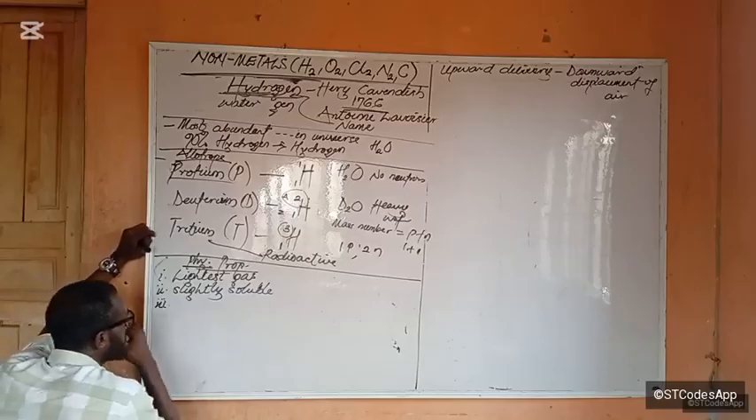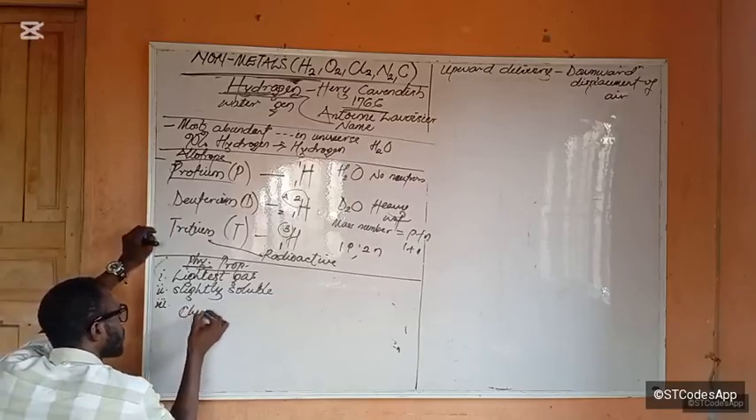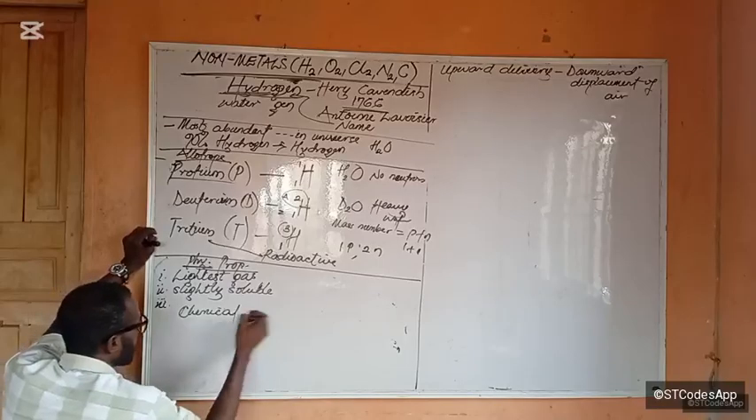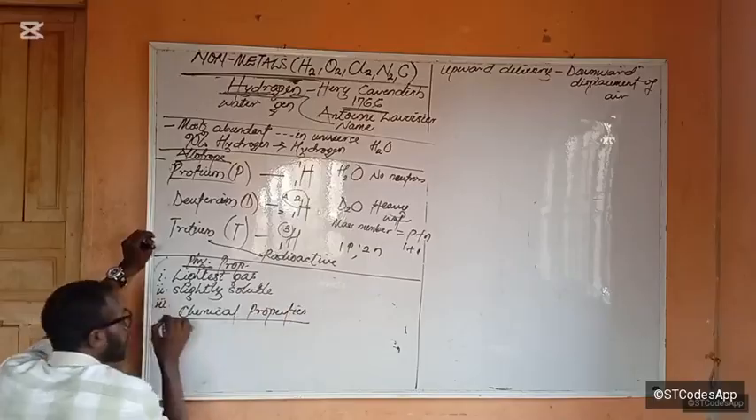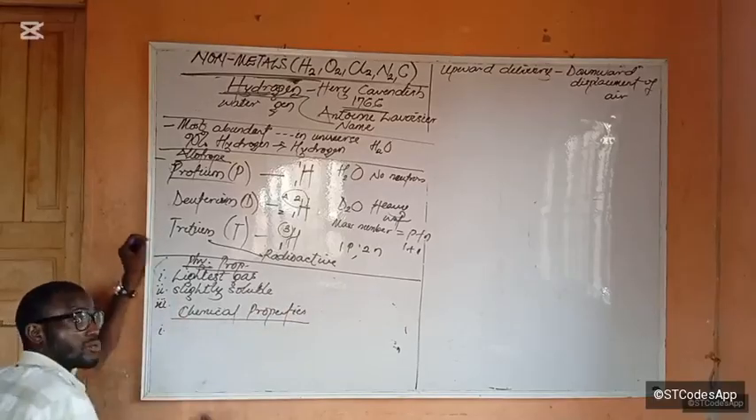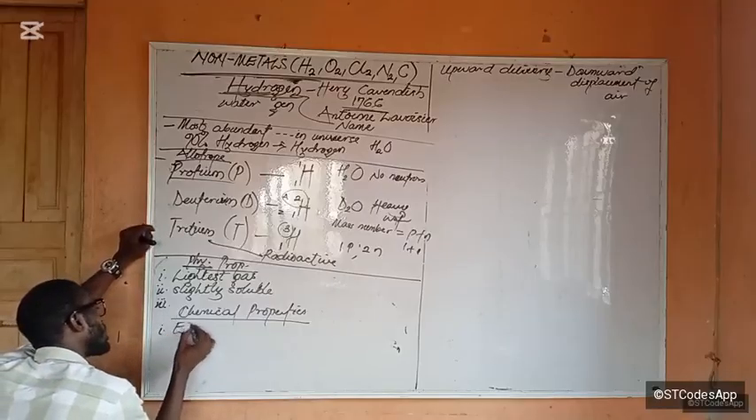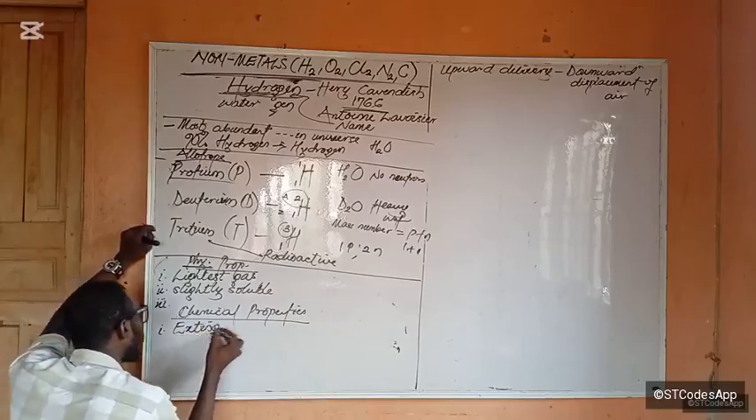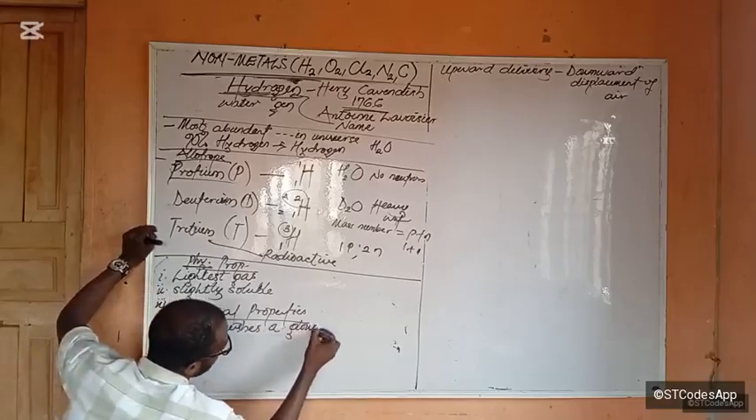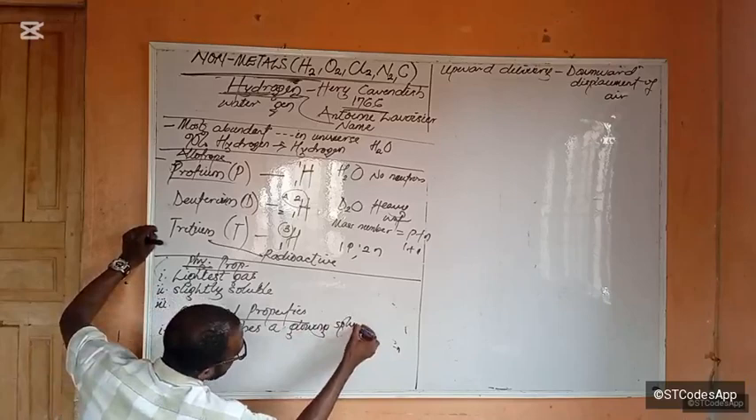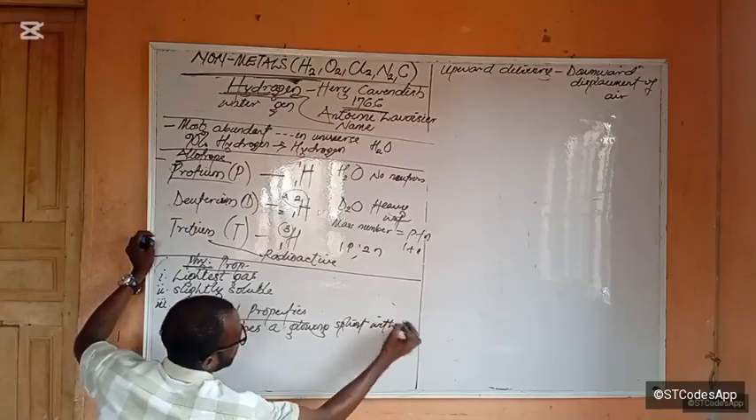Before we talk about the chemical properties, let's talk about the laboratory. No, let's talk about the chemical properties first. We'll do the laboratory preparation later. What are the chemical properties of this gas? Number one, this is its test: it doesn't support combustion. Don't forget, it extinguishes a glowing splint with a pop sound.